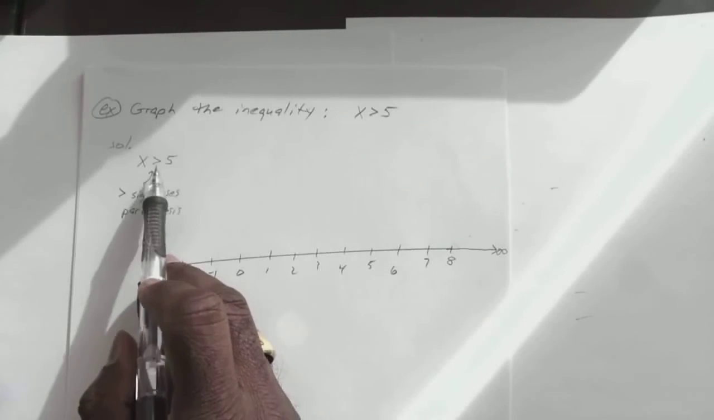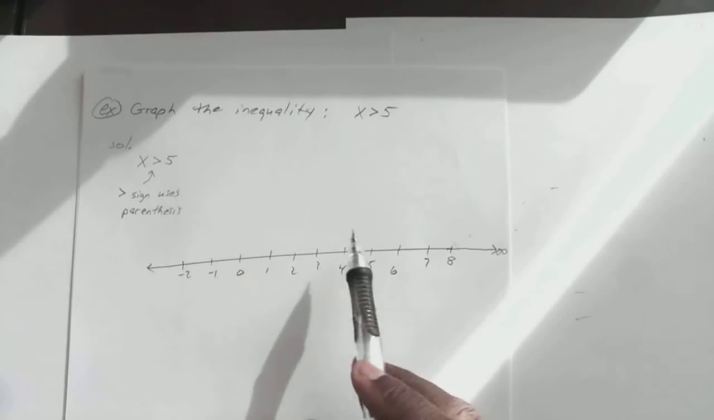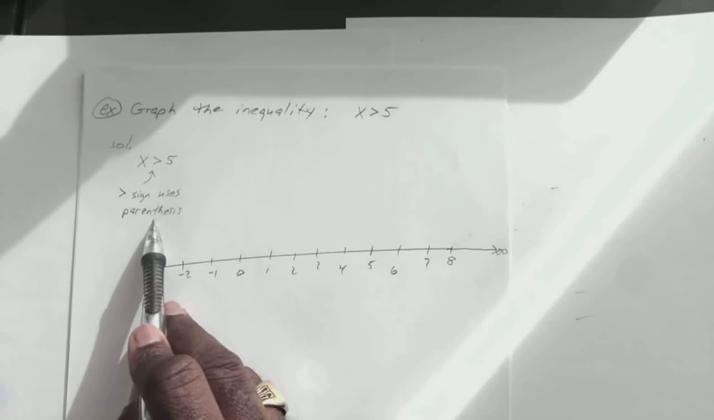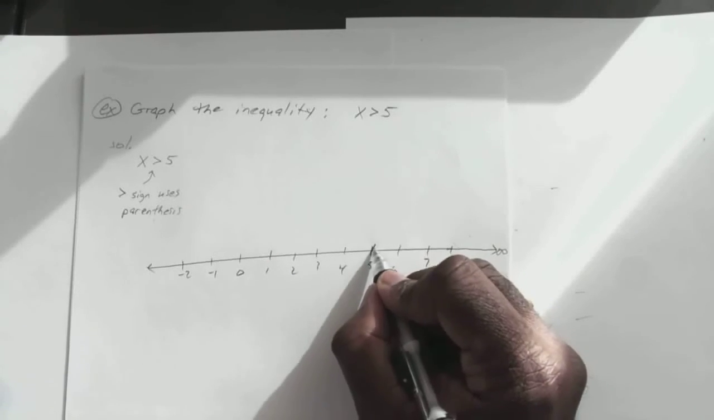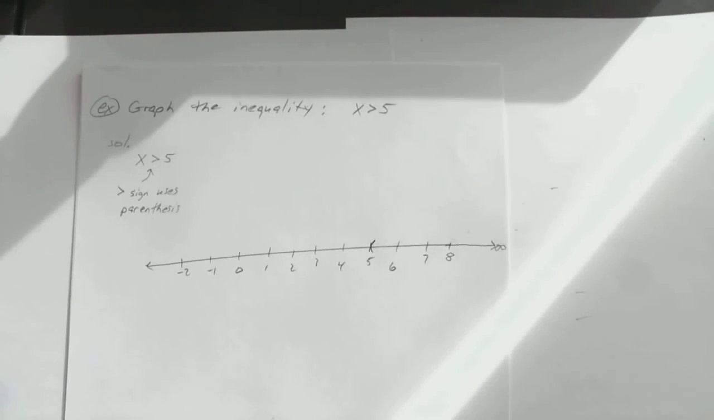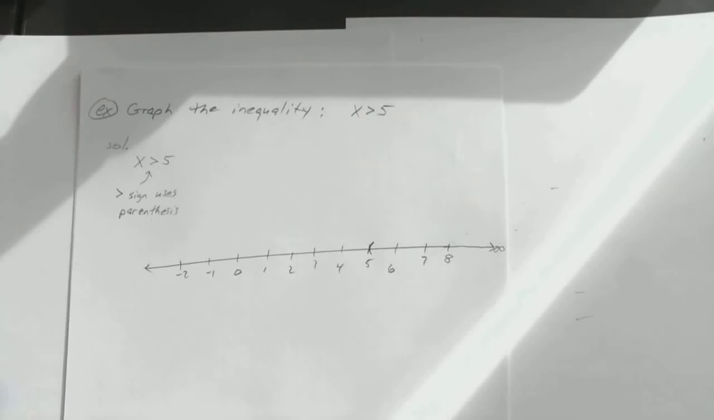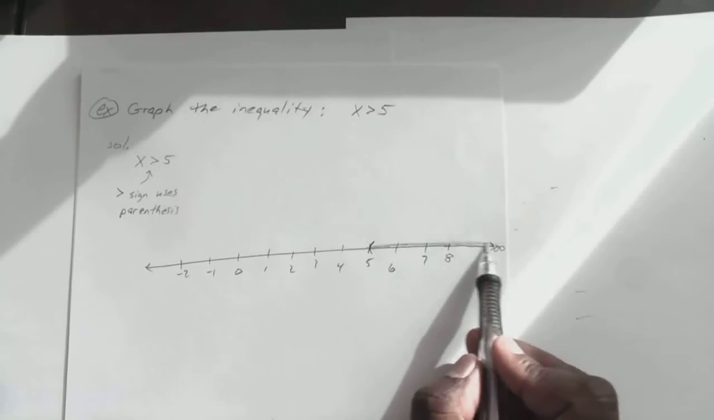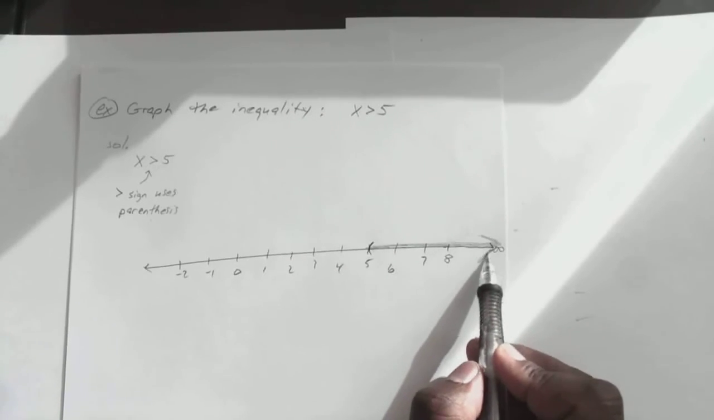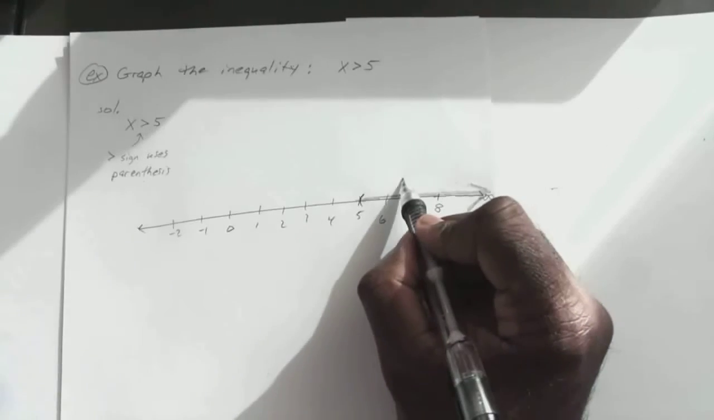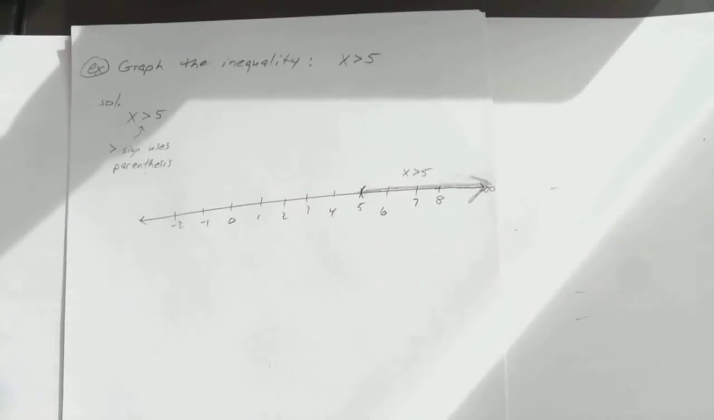Okay. So since you're going greater than 5, right at 5 is where you're going to put your parentheses. So right at 5, you put a parenthesis. And everything greater than 5 is shaded in. So everything to the right of 5 gets shaded in all the way to infinity. Okay, so this represents x being greater than 5.